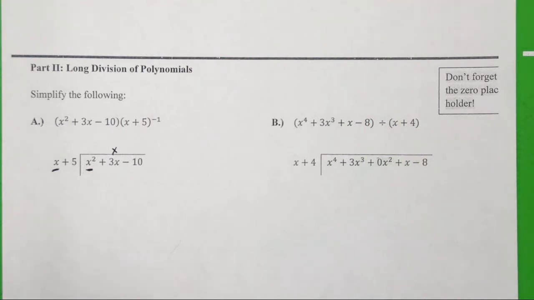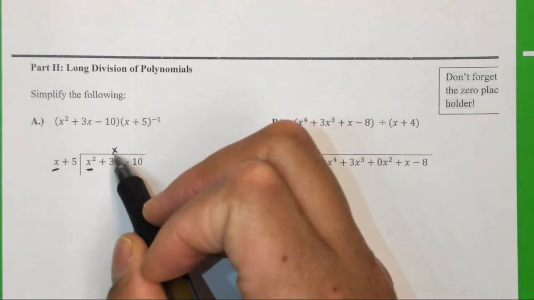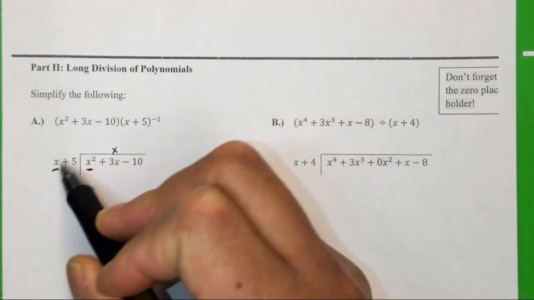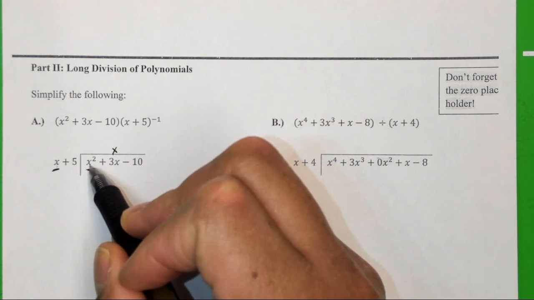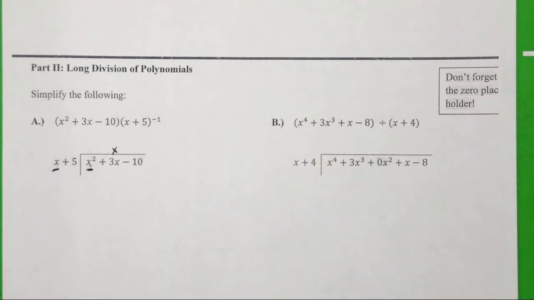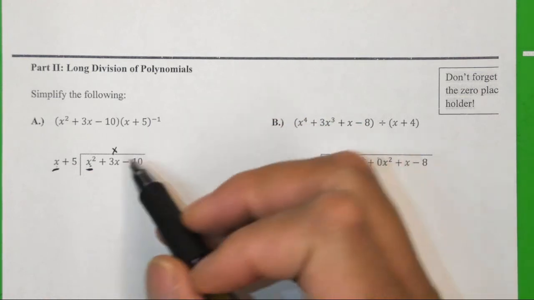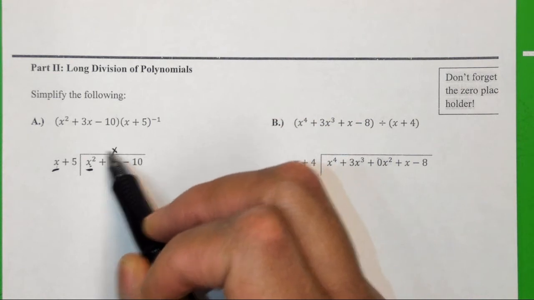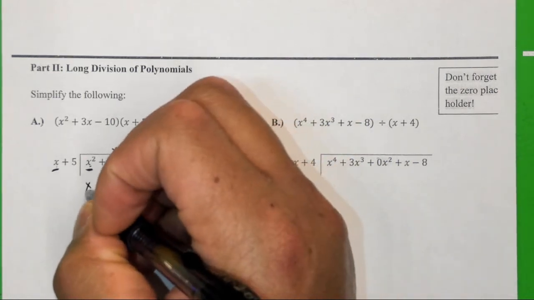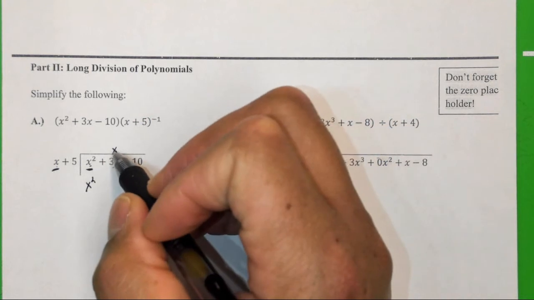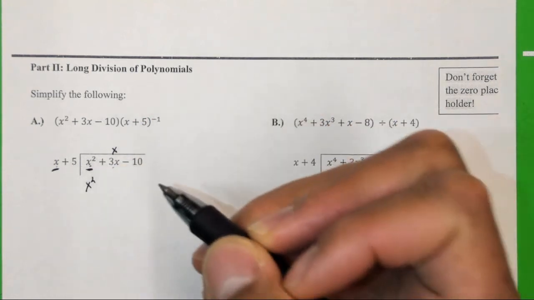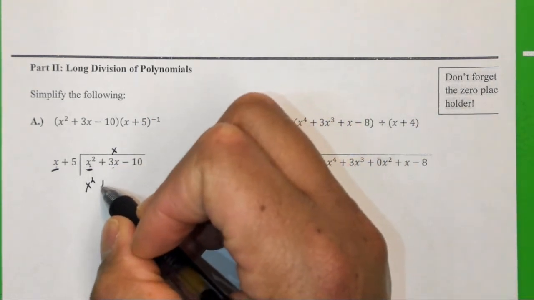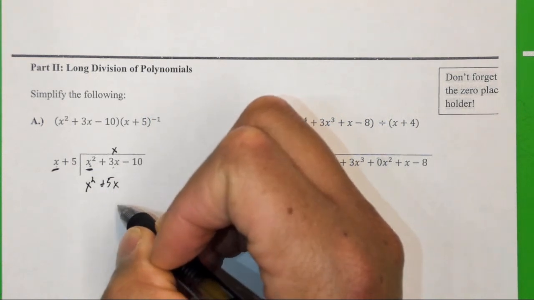Okay, and the way I check myself, and I do this for every step to make sure I'm doing this right, is I again work backwards. X times x is x squared. That should happen every time for these problems. If it doesn't, you're doing something wrong and you want to check yourself. So I've got my x lined up on top of my x terms. X times x is x squared, and I write it there. Then I do x times 5, also just like I would do with long division, and get 5x.